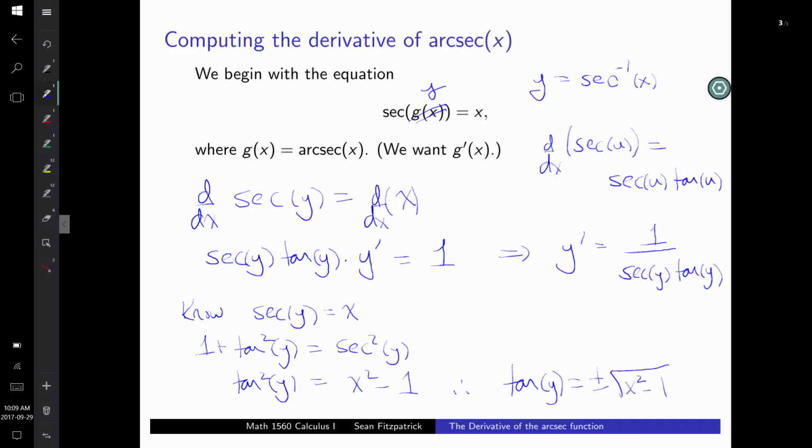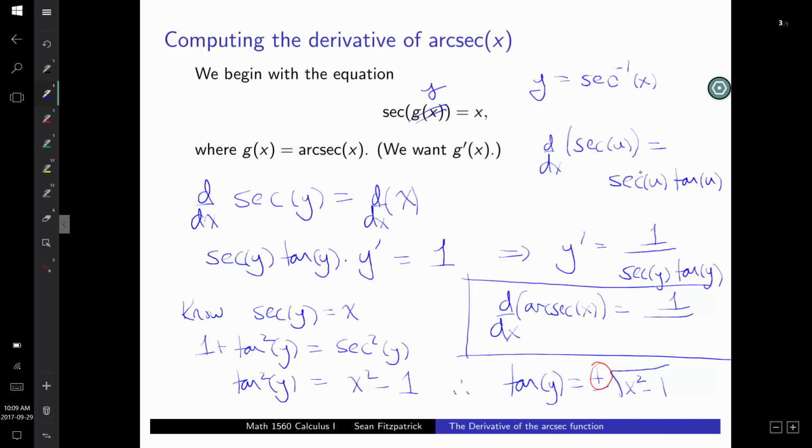But because we chose to have the inverse secant function take values in the third quadrant, if y is in either the first or the third quadrant, tan is positive in both of those quadrants. And so I can take the positive root, and that means that I get this result. The derivative of arcsecant x is 1 over x times the square root of x squared minus 1.